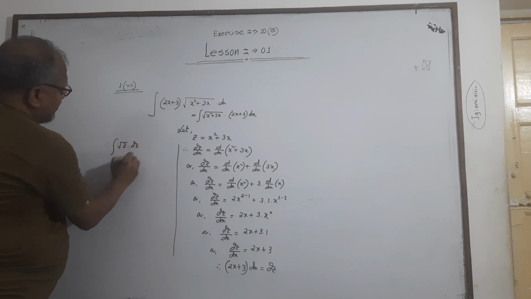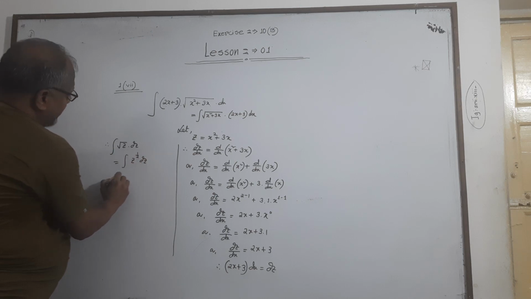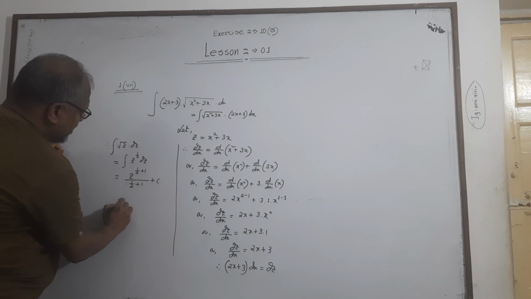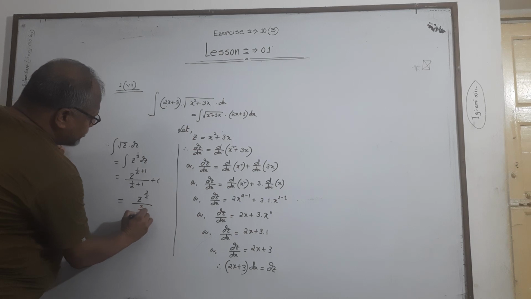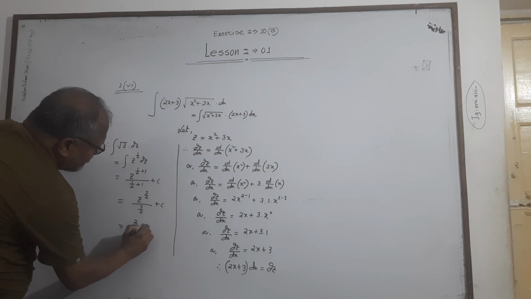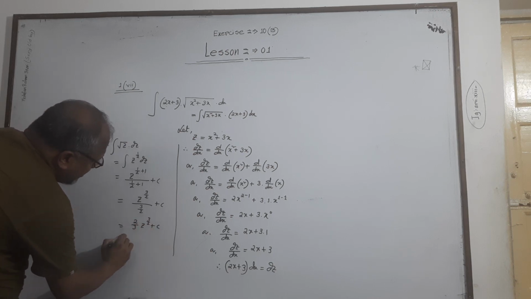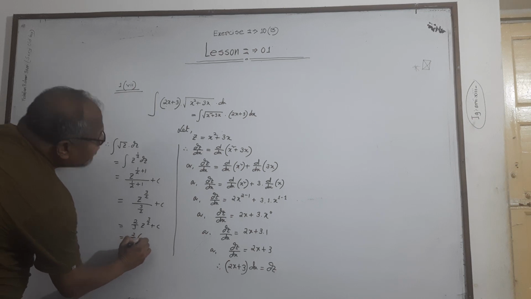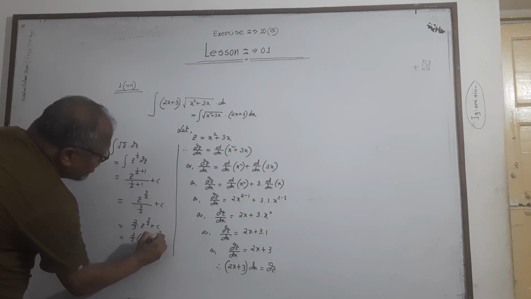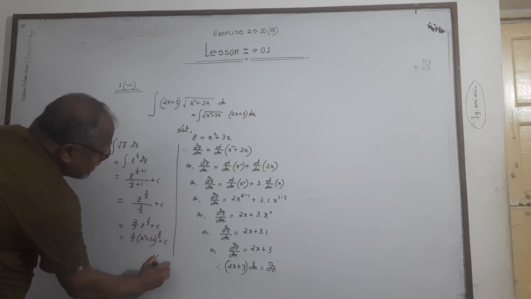into dz. Integration of z to the power half dz should be z to the power n plus 1 divided by n plus 1 plus c, equal to z to the power 3 by 2 divided by 3 by 2 plus c, equal to 2 by 3 z to the power 3 by 2 plus c. I put the value of z, which is x square plus 3x, whole to the power 3 by 2 plus c, and this is the answer.